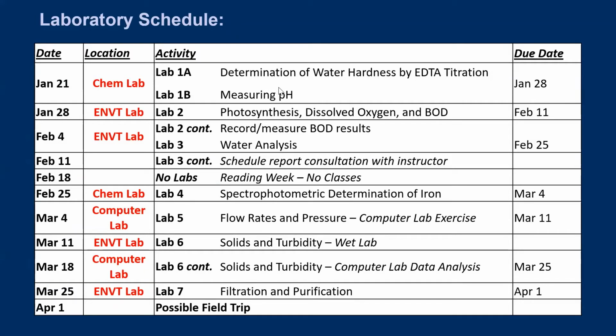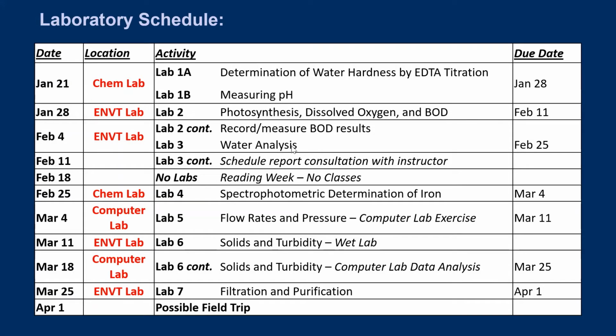In many cases, for example, the first lab we run on January 21st, and the report is due 1 week later. Same thing with the second lab. The second lab actually runs into the 3rd week. You can see lab 2 here: photosynthesis, dissolved oxygen, and biochemical oxygen demand. You don't get the results until February 4th, so the report itself is due 1 week later.